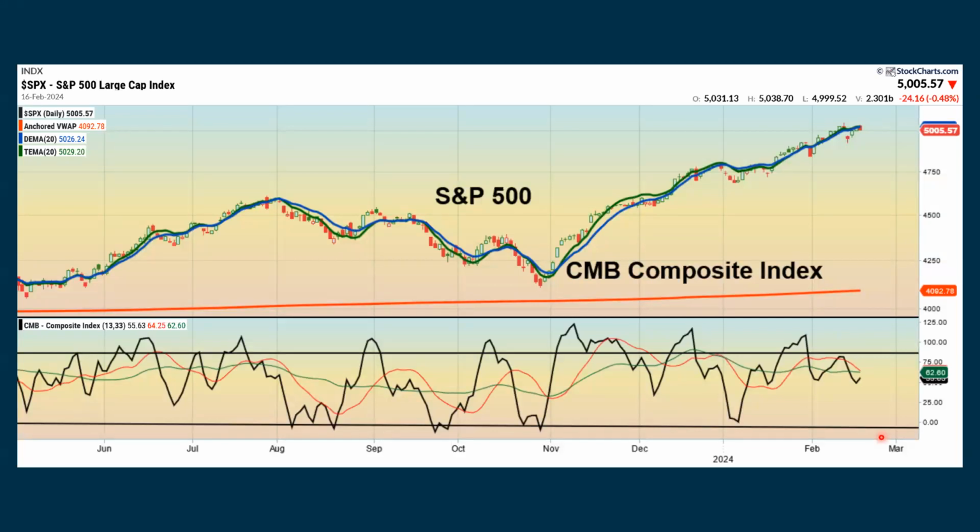Then this is supposed to be a standalone trading system. I don't use it like that. I use the CMB composite like an oscillator. When we get above this black line, we're extreme positive. When we get below this black line, we're extreme negative. Right now, we're not extreme, so I haven't been showing this chart.